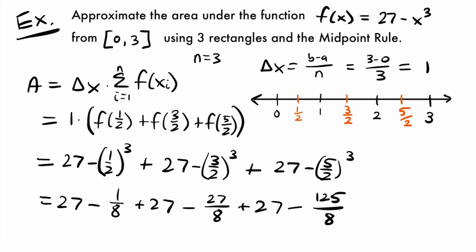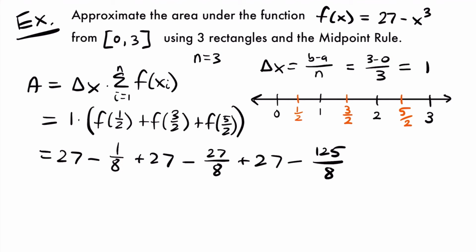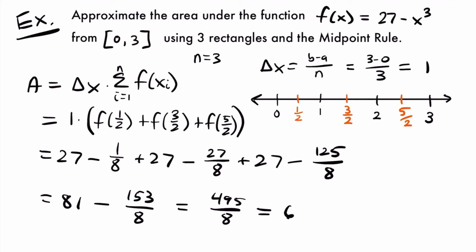All right, and so then if we clean up our work again, we can add up these 3 27s, and that will be equal to 81. And then notice that all of our fractions have a denominator of 8, and so they can be added together, and so we would have minus 153 divided by 8. And so then if you subtract 153 eighths from 81, this will be equal to 495 eighths, which would be equal to 61.875 in decimal form. And so this would be our approximate value for the area under this function from 0 to 3.